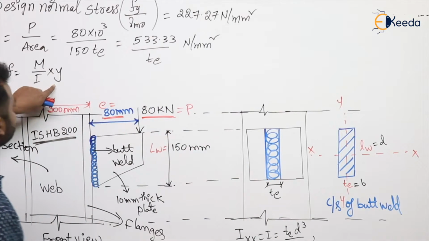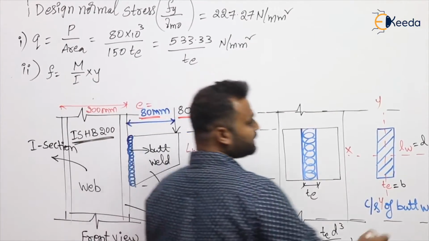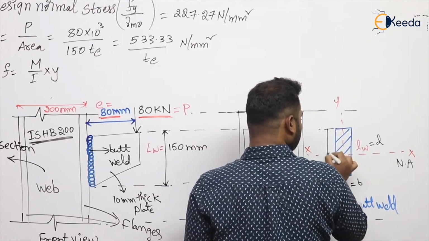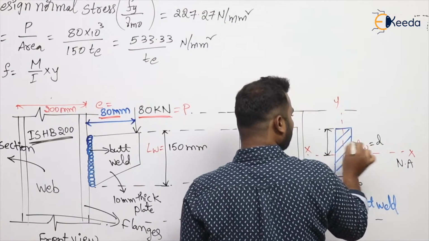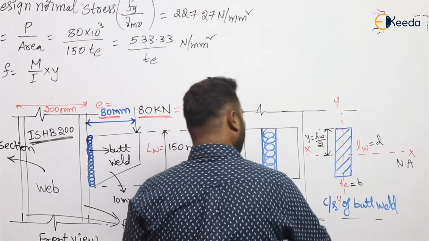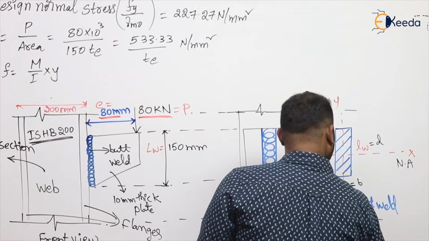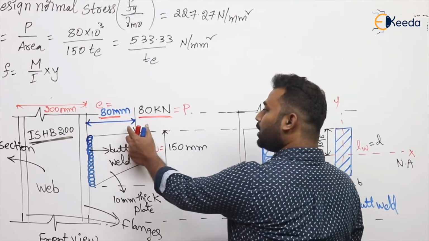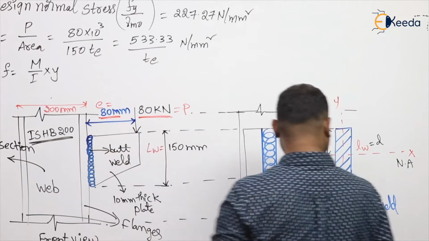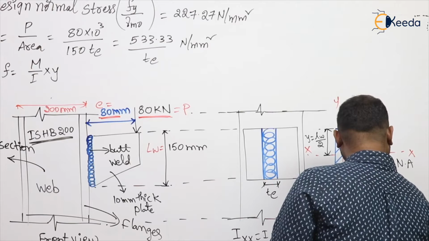Now what is Y in this formula? Y is the distance of the extreme fiber from the neutral axis. Here the XX axis itself is the neutral axis, right? Now this is the maximum distance. How much is it? Lw by 2. So Y is equal to Lw by 2. Clear? And moment is nothing but load into eccentricity, that is 80 kilonewton into 80. So moment is 80 into 10 cube into 80.